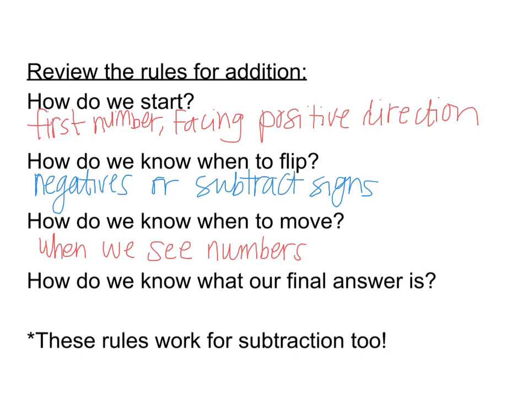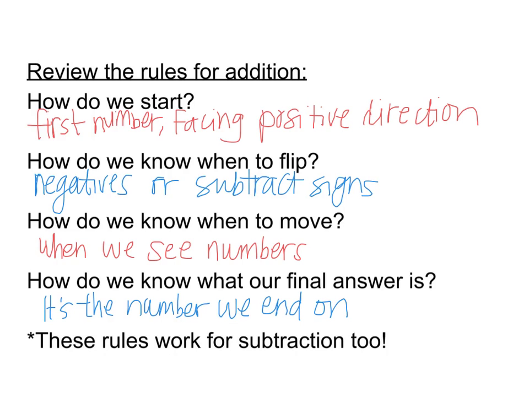How do we know when to move? Once again, when we're reading from left to right, anytime we see numbers in our number sentence, that lets us know to move forward in the direction that our arrow is currently facing. So if our direction is positive, we move forward in the positive direction. If our arrow is facing the negatives, then we'll move in the negative direction.